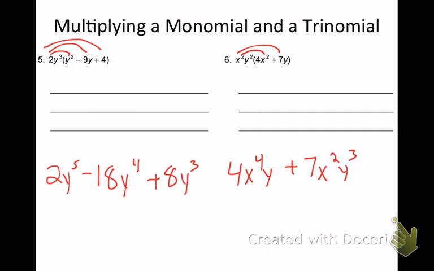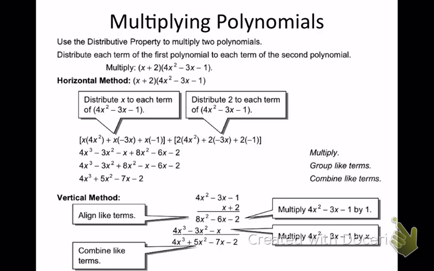Next, now we're going to multiply by a binomial. So next here, I'm going to multiply a binomial by a polynomial or trinomial. Basically, what that means is I'm going to distribute twice now. So I'm going to take x times everything, and then I'm going to take 2 times everything. I distribute the x to everything, and then I distribute the 2 to everything.